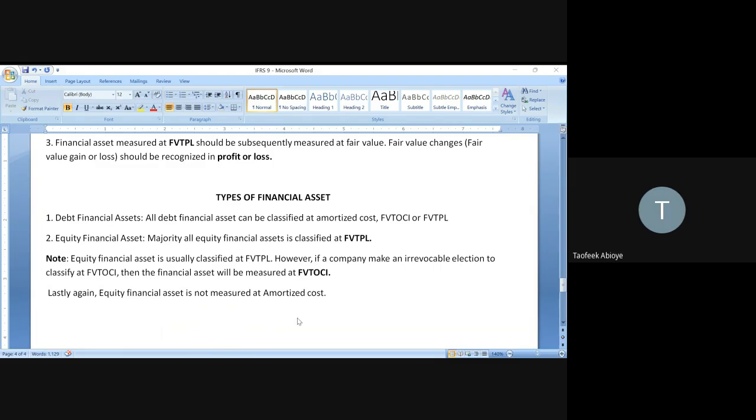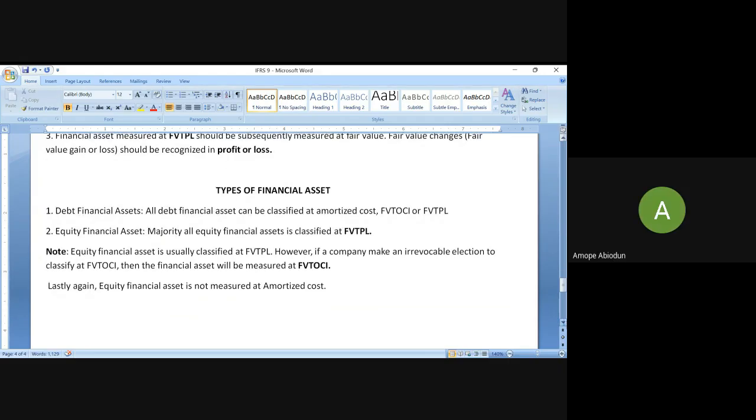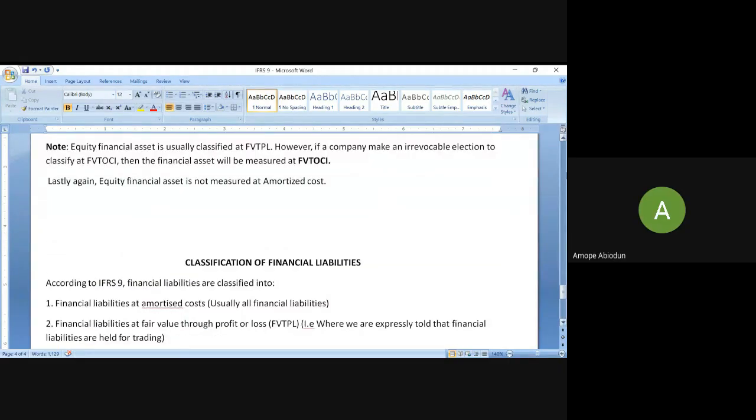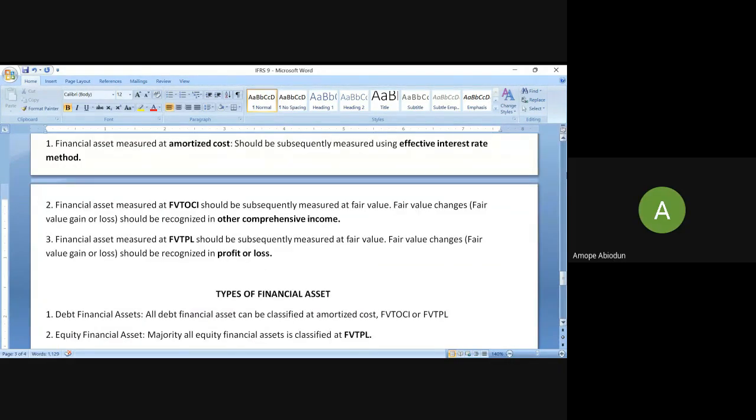So, yes, Mr. Folashade. Okay, thank you, sir. You are welcome. Let me try and recap what you said recently. Irrespective of the business model, the first thing we are going to do when we want to measure, we'll measure at fair value. Can you go back to that place now? I want to remember, I think I wrote it down. Please give me one second, please. Okay, sir.